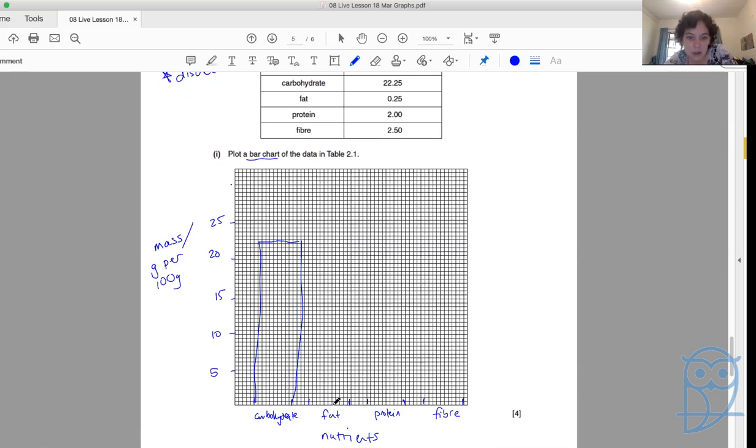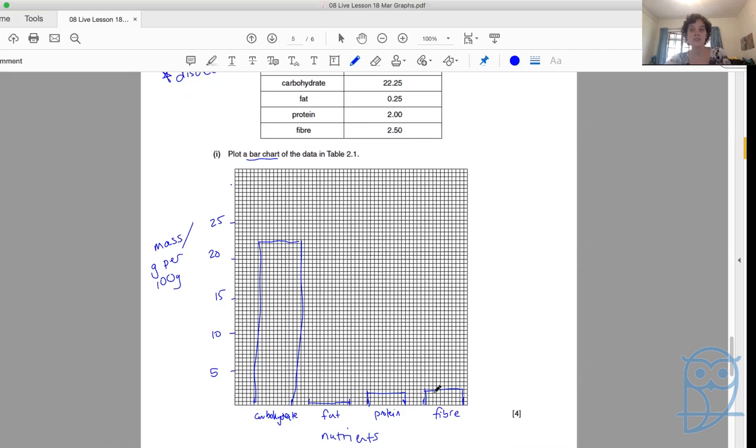Fat, 0.25. Well, there's 1, so fat is not even that, it's like this smidgen of a piece down the bottom. Protein is 2, so it would be like that. With a ruler, fiber is 2.5, so just a bit higher than protein.